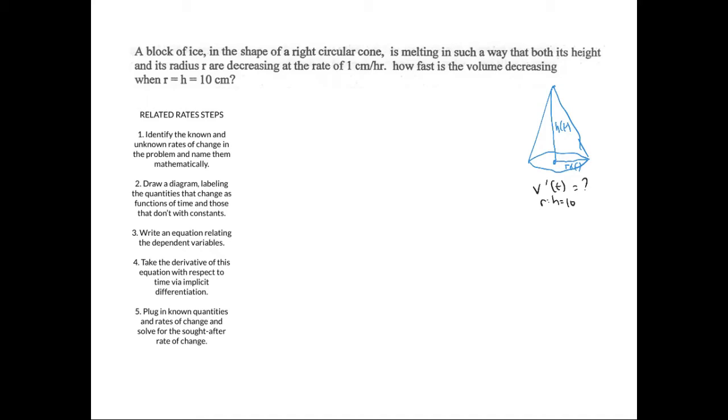And what I know is that both the height and the radius are decreasing at the rate of 1 centimeter per hour. So that means that the height, h prime of t, says it's decreasing, so that rate of change is going to be negative. And the radius is also decreasing at that same rate. Like that, right?